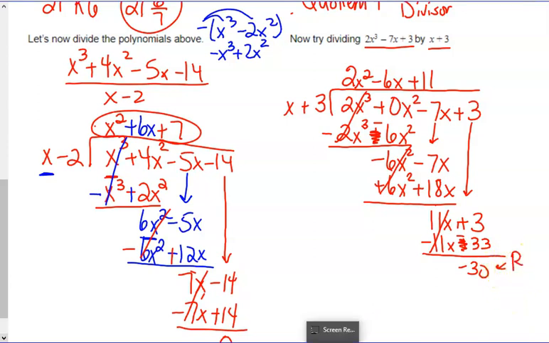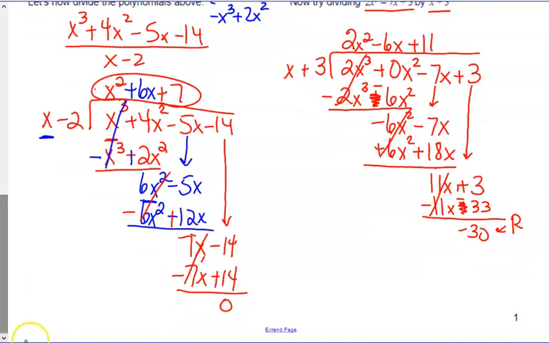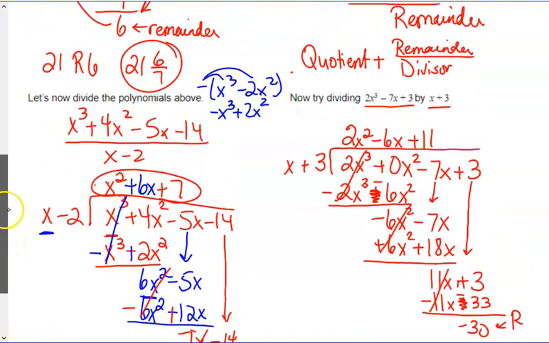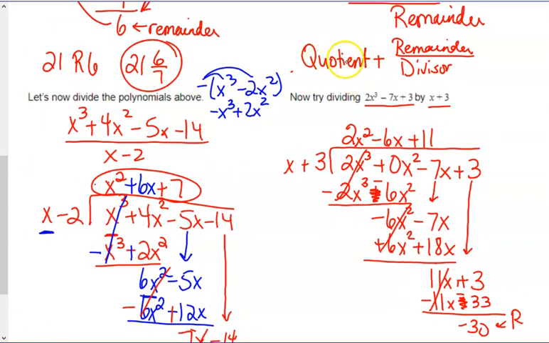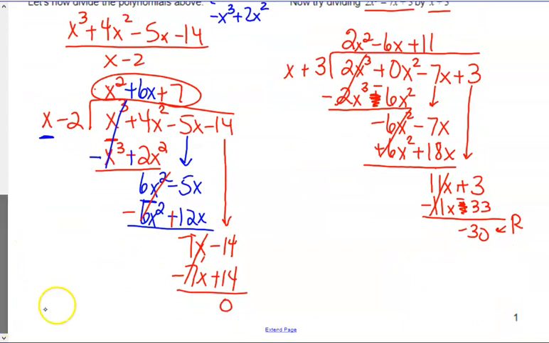And now, how do we properly write our quotient? Now, let me scroll up real quick. Remember this here? I take my quotient, which is this piece, plus the remainder over the divisor. So we're going to take our 2x squared minus 6x plus 11. Then I'm going to add to that my remainder, negative 30, all over the divisor out front, which is an x plus 3. Now, that is a perfectly okay answer.